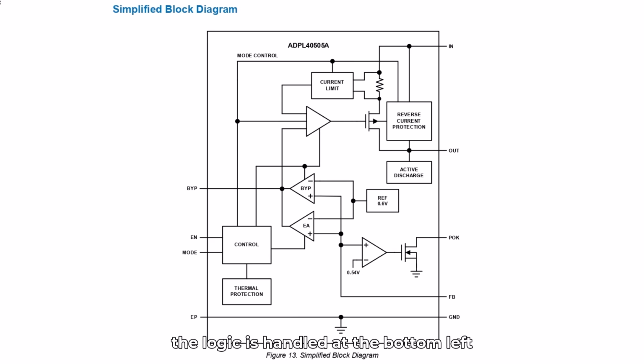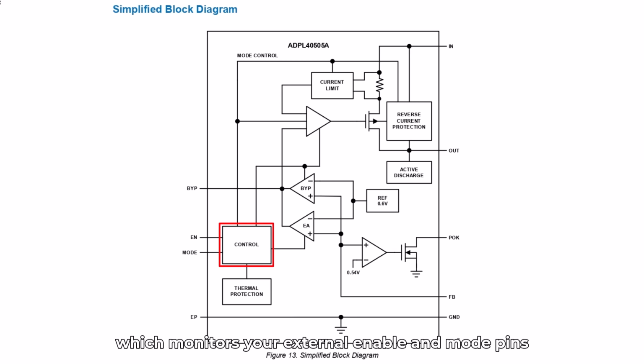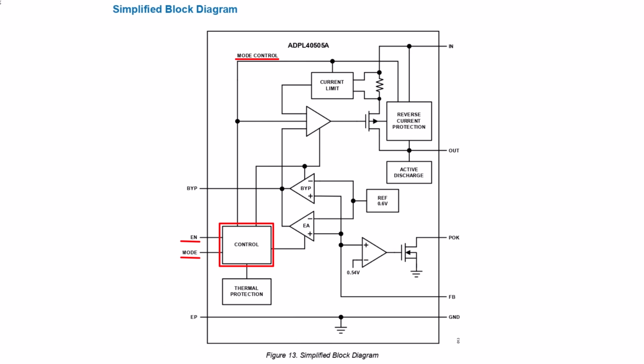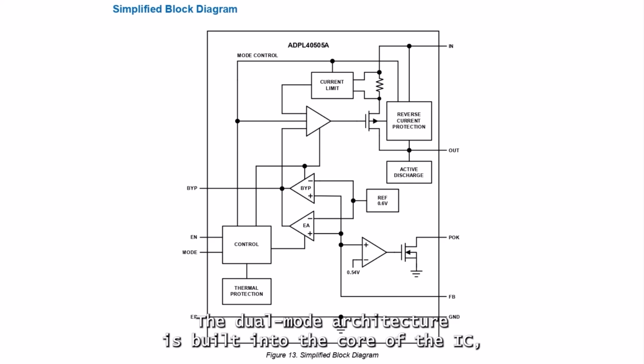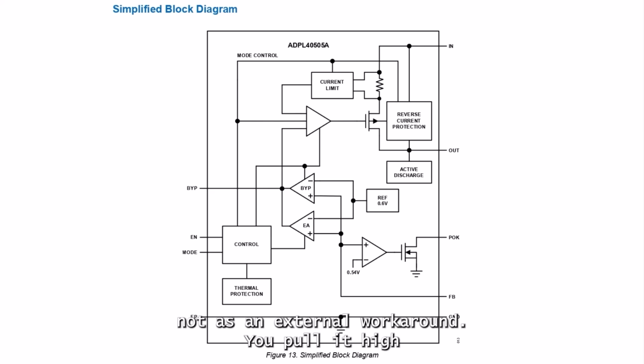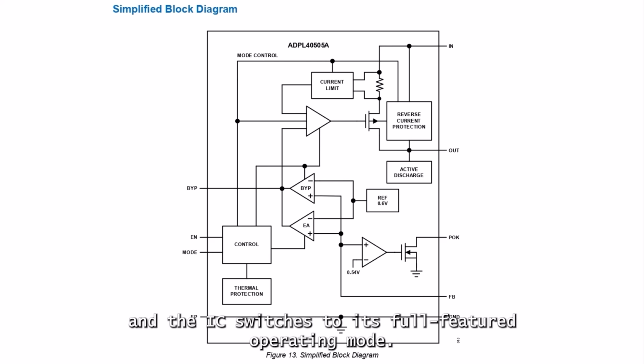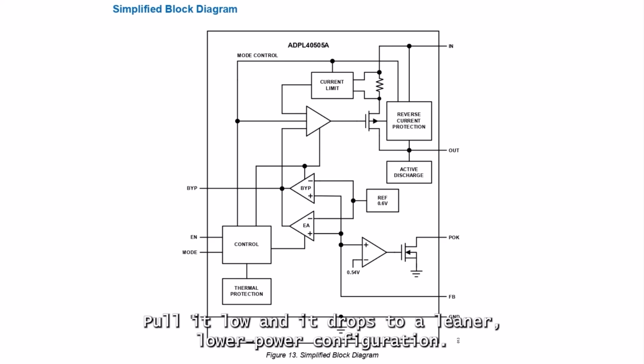The logic is handled at the bottom left by the main control block, which monitors your external enable and mode pins. When you toggle the mode pin, the block drives the internal mode control trace. The dual mode architecture is built into the core of the IC and not as an external workaround. You pull it high and the IC switches to its full featured operating mode. Pull it low and it drops to a leaner, lower power configuration.